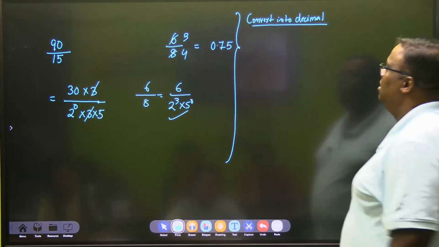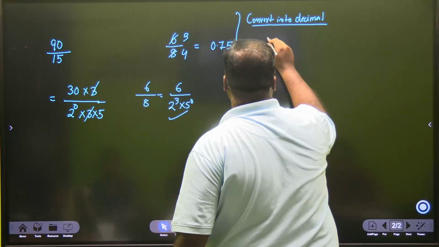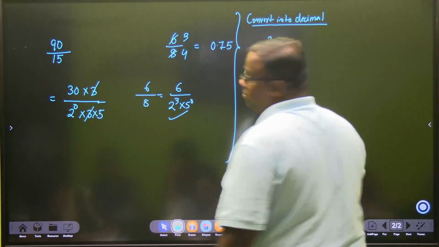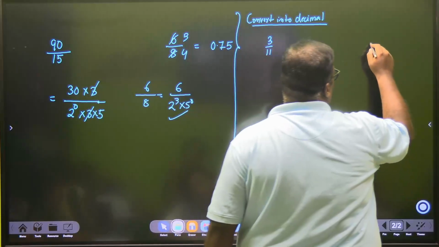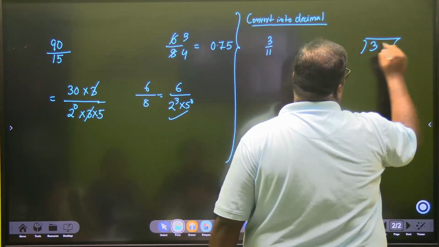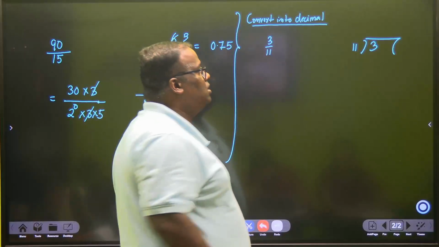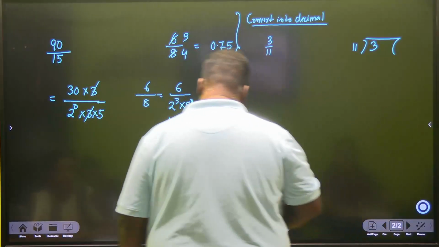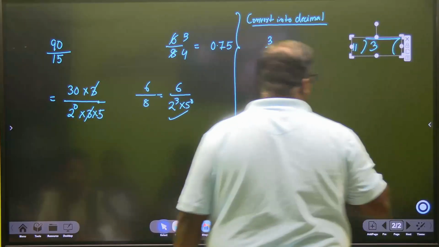Understood, right? So let's take a number. Our number is 3 upon 11. So it's all class 6, 7 work. 3 is being divided by 11. How do you divide it? 3 is a smaller number, so it doesn't go. Do it like this. Don't try to do it in fraction format and all, because this problem will go in a bigger manner.